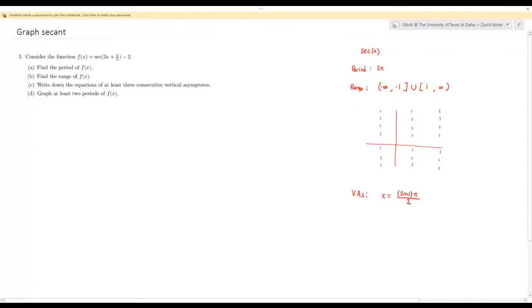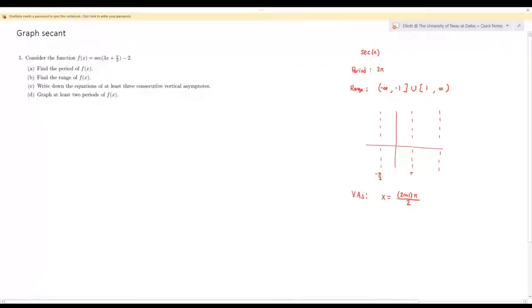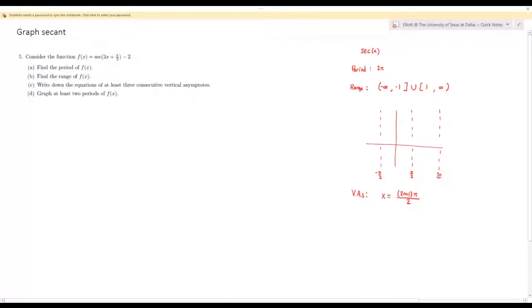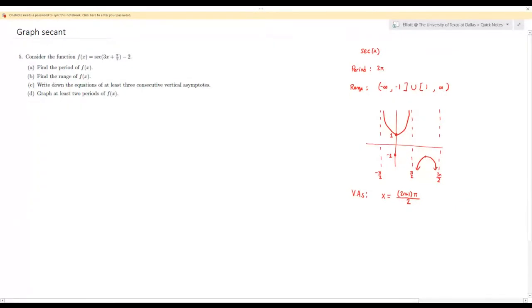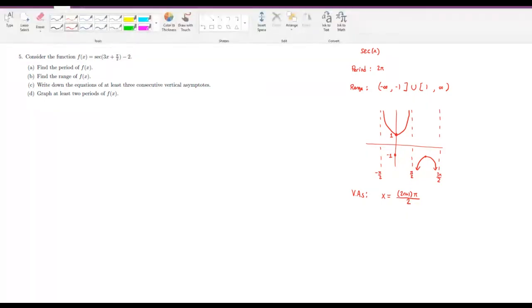Okay. So at negative pi over 2, pi over 2, and 3 pi over 2, that would be 3 consecutive vertical asymptotes for the ordinary secant function. And then the graph looks something like this, where it opens up and then it opens down in between 2 consecutive vertical asymptotes, and then it's going to repeat this after that. Okay, so this would be one period of the ordinary secant function.